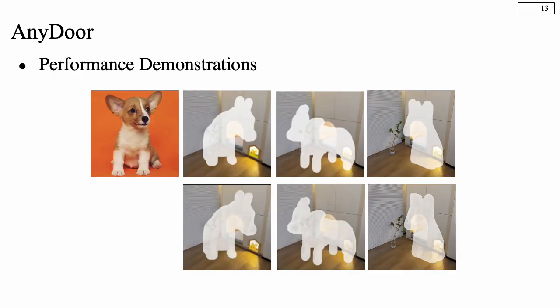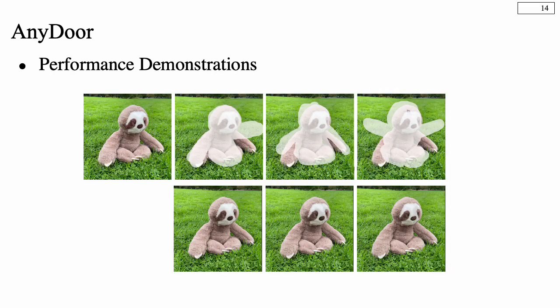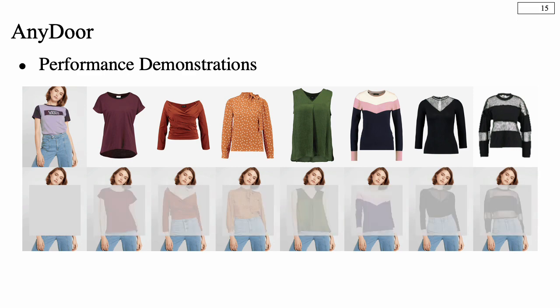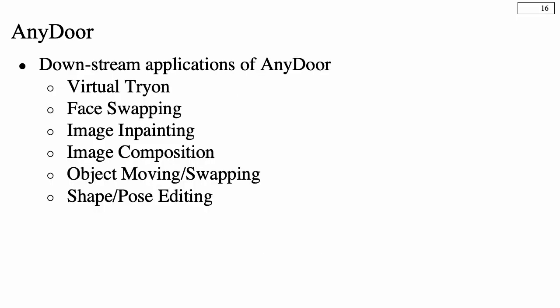AnyDoor could teleport the given object into the new scenarios, and at the same time we can choose to control the shape of the generation result by given masks. AnyDoor could also be applied into some practical applications, just like visual try-on. We hope that AnyDoor can become a foundation model for local image composition, supporting a large range of downstream tasks. Thank you.